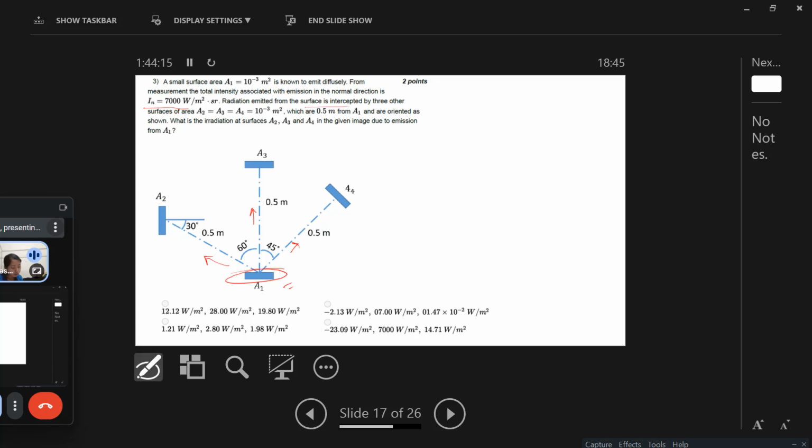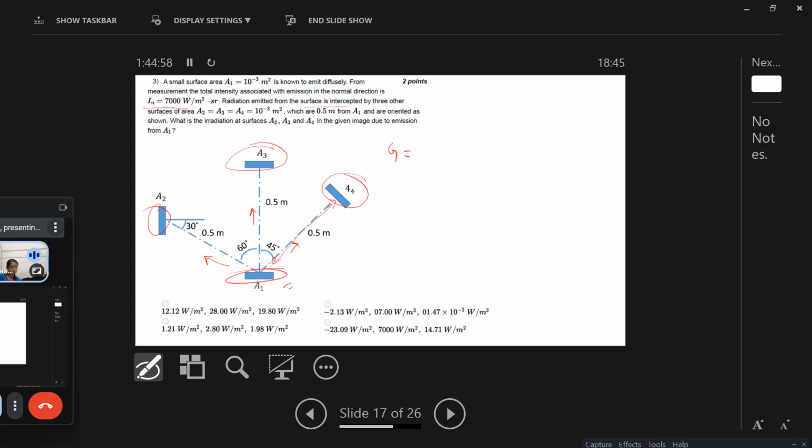Radiation emitted from the surface is intercepted by three other surfaces of area A2, A3 and A4. All these are also having area of 10 to the power minus 3 meter square. Each are 0.5 meter from A1 and are oriented as shown. Now, what is the irradiation at surfaces A2, A3 and A4? So irradiation is given by this formula.